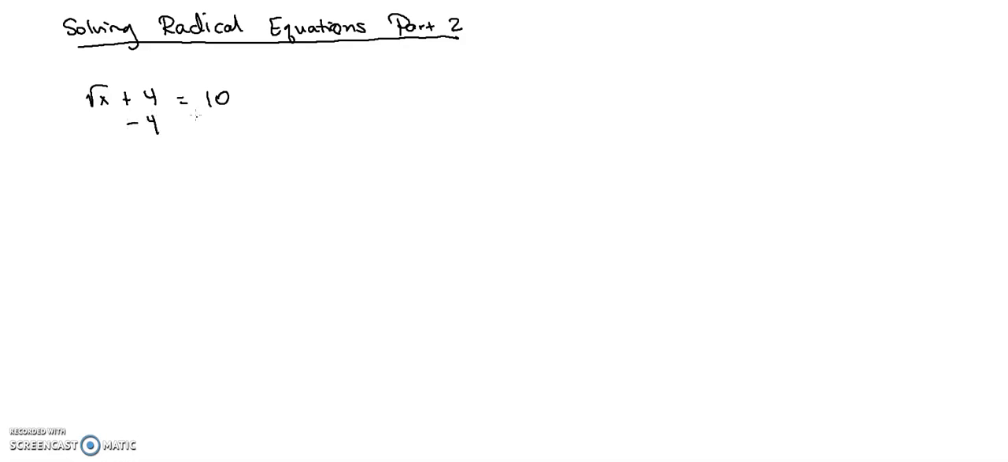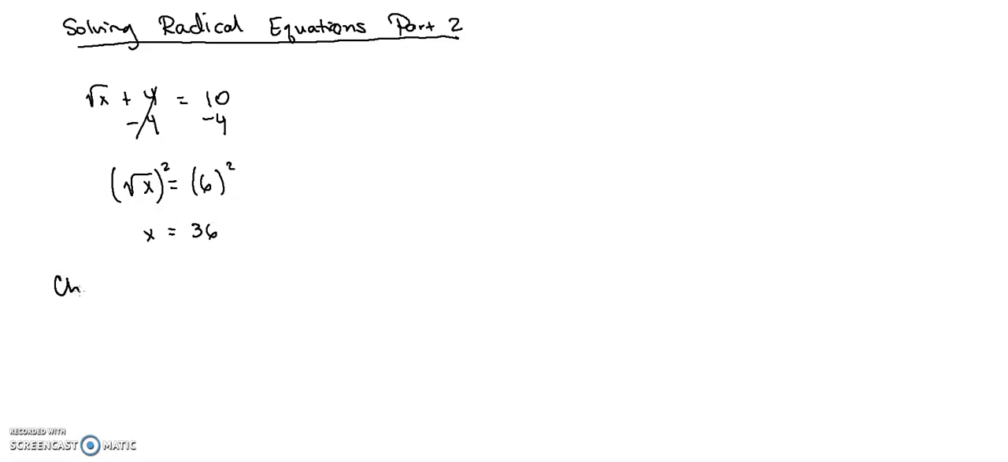So let's move this 4 to the other side. We're going to get rid of it on the left, put it on the right. That's going to give us square root of x is equal to 6. This is a lot easier to work with. So now we've got square root is equal to a number. We've got the square root by itself. Now we're going to square the left side and the right side, and we get x equals 36. Much more manageable than what we started with.